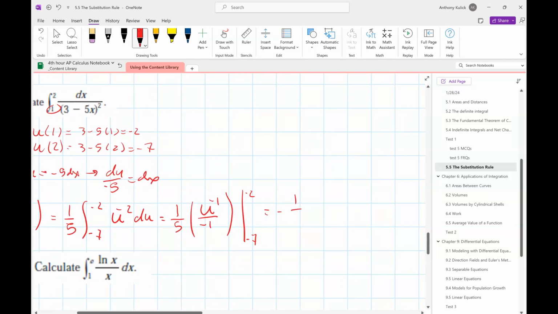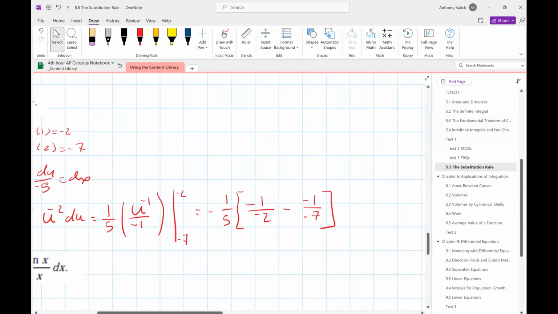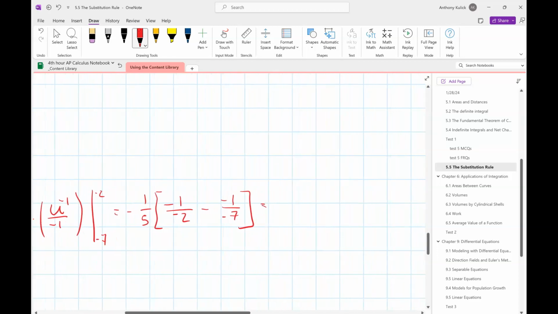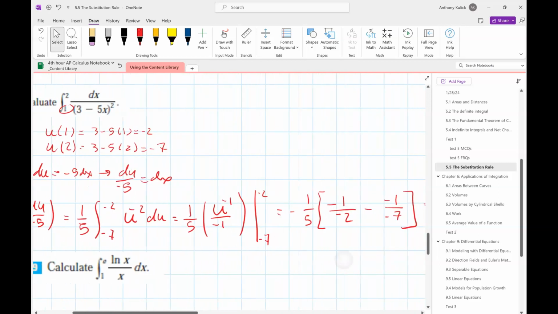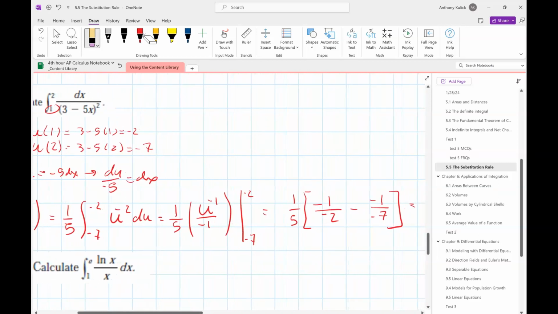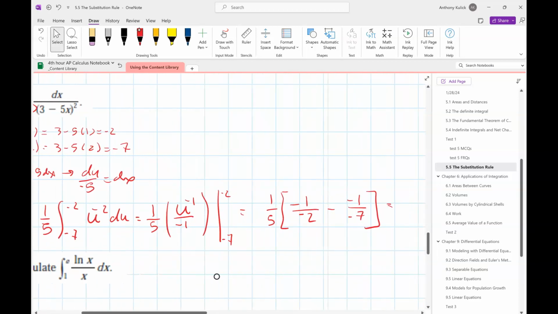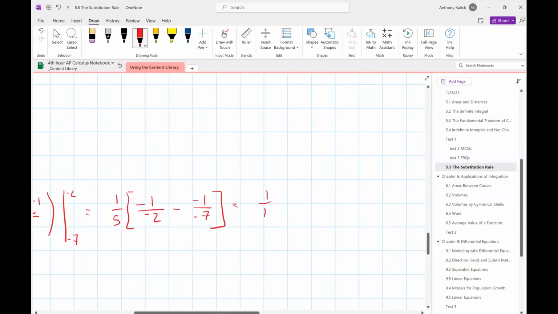So I have 1/5 over negative 1 over negative 2 minus negative 1 over negative 7. Or what do I got? I got, it should be positive 1/5. I don't know why I put a negative there. Okay, so it's going to give me 1/10 minus 1/35. And if you want to make some common denominators with that, go right ahead. I think I'm done here.